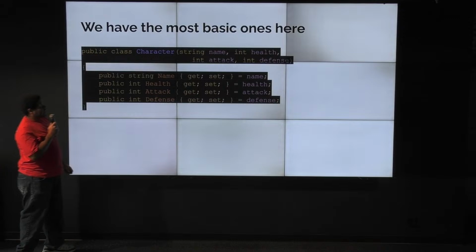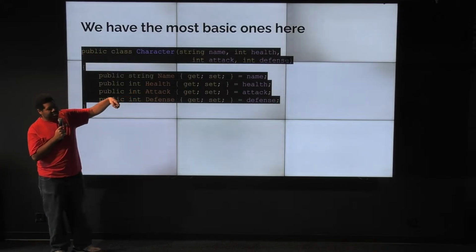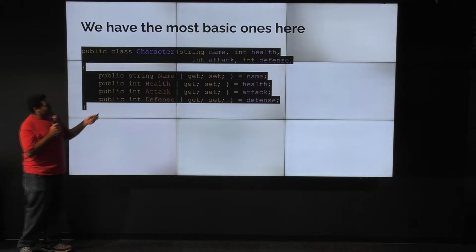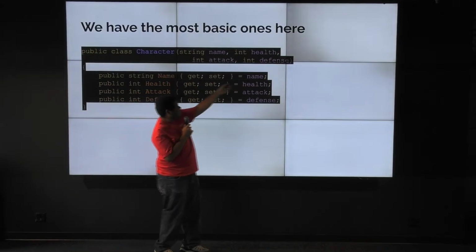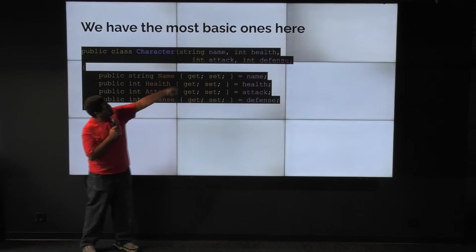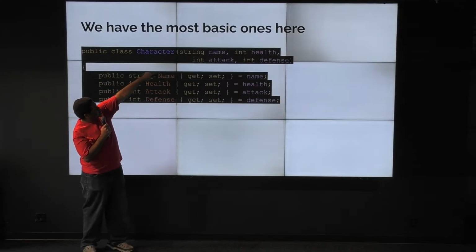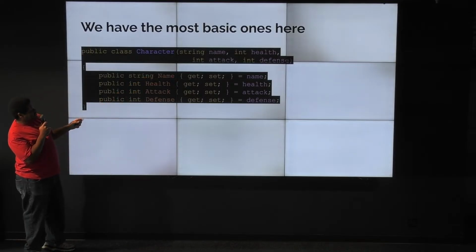And set, if you tried to do Jane.name equals Jane, it would set the name value as Jane. However, in this case, it's just taking the argument, the name from the parameter, and putting it into name here. And same thing with attack and defense and health.